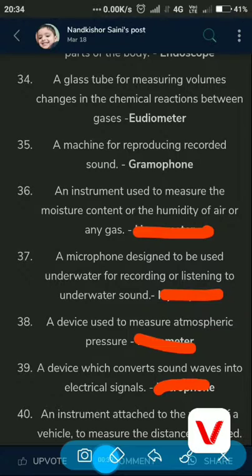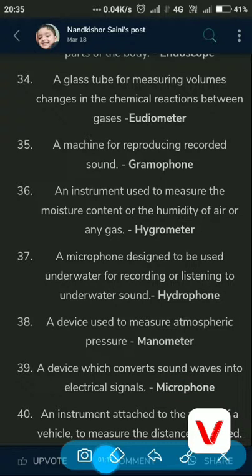The question 36, an instrument used to measure the moisture content or humidity, it's a hygrometer. A microphone designed to be used underwater for recording or listening to underwater sound, that is a hydrophone. A device used to measure atmospheric pressure, it's a manometer. Okay. A device which converts sound waves into electrical signal, that is a microphone.